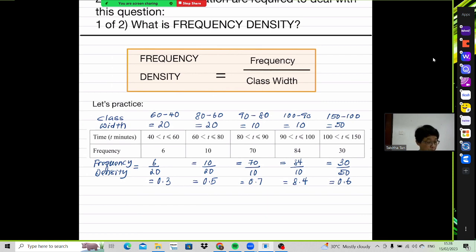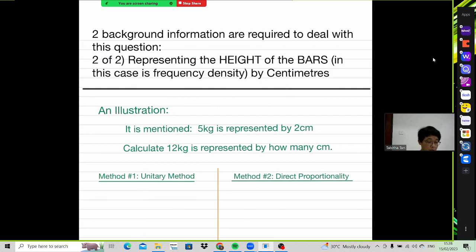So these are the practices for all of us to get comfortable getting frequency density from the frequency table. In exam they usually provide us only the frequency table, but we have to know this formula, frequency over class width, in order to work out the frequency density. Let's move on to basic information number 2, which is representing the height of the bars. In this case, it is frequency density by centimeter.